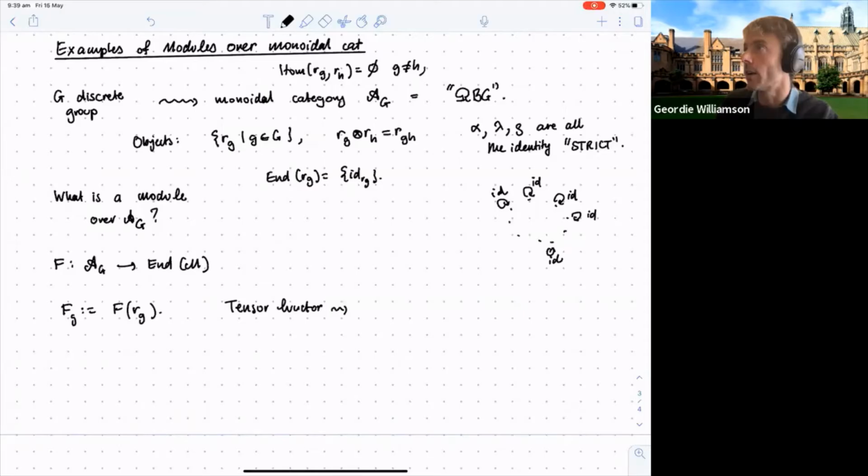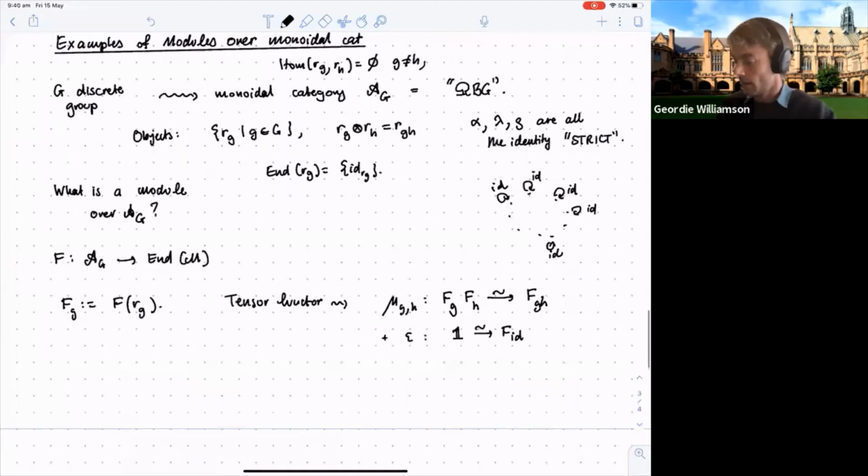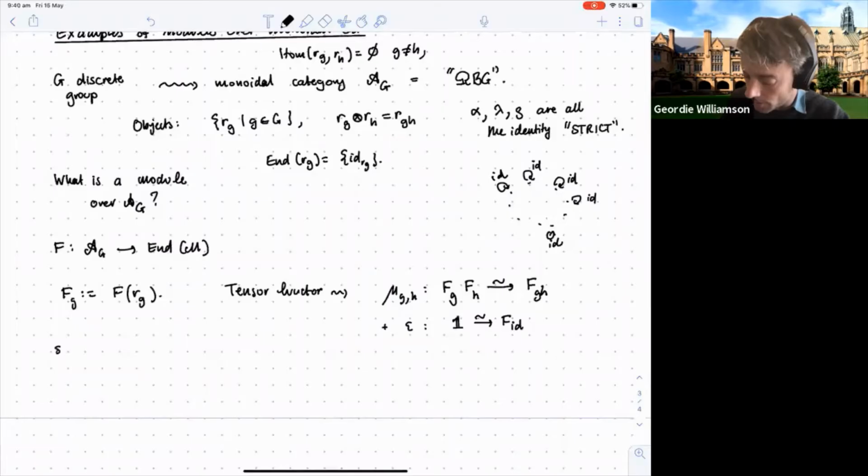And then the data of being a tensor functor gives us maps, what did I call them, mu GH. So these are isomorphisms between the image of R of G composed with the image of R of H to the image of R of GH. And we also have, as part of the data of a tensor functor, an isomorphism between the identity functor and the equivalence associated to the identity transformation.